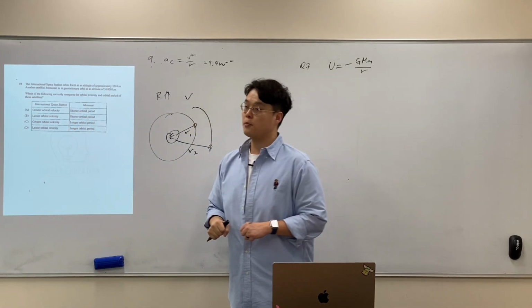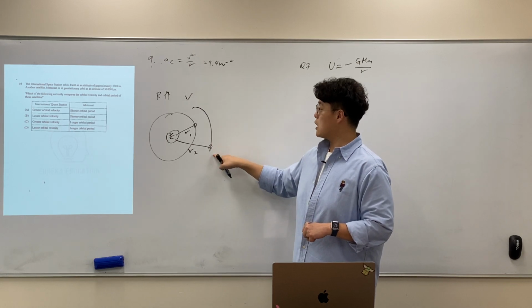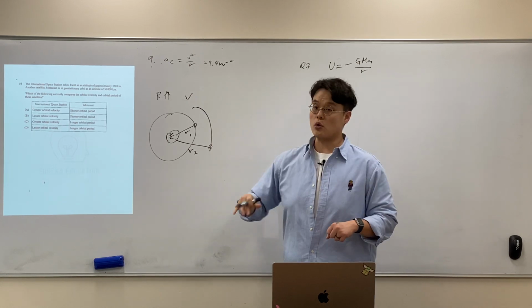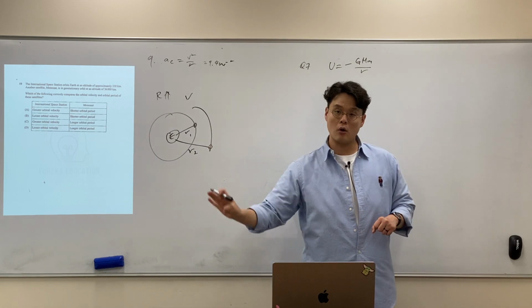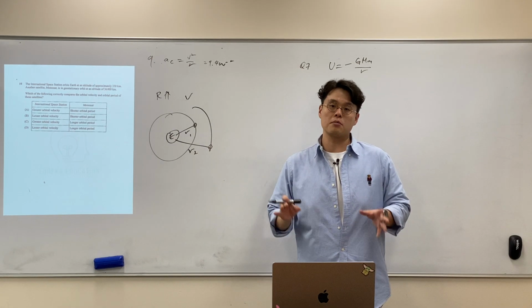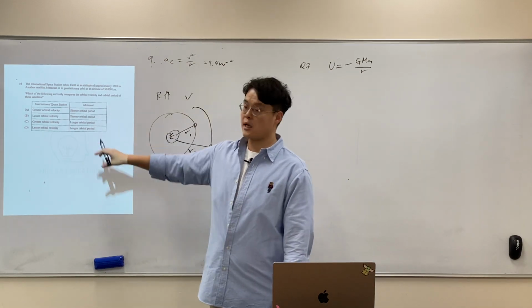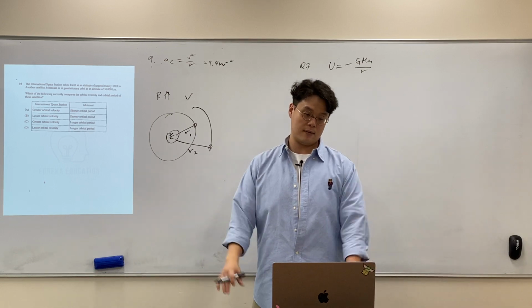Now, what about the period? If the meteor, R2, is orbiting slower, it's kind of common sense. If something is moving slower, it takes a longer period of time to complete one revolution. So the answer for that, question 10, is C.